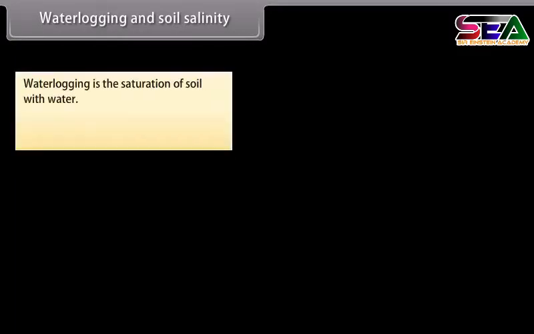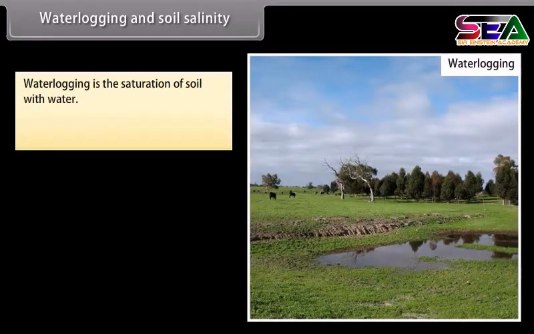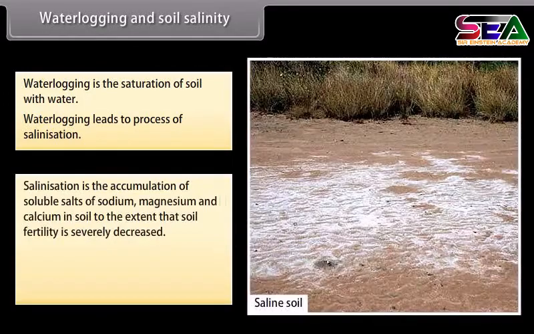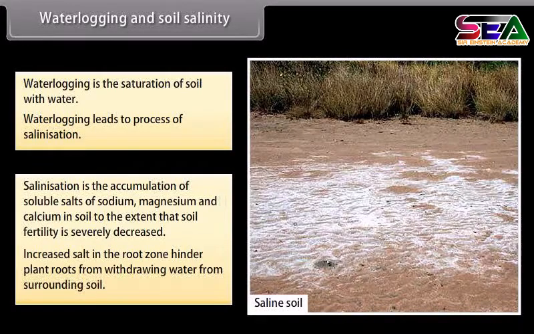Waterlogging and soil salinity. Waterlogging is the saturation of soil with water. Waterlogging leads to the process of salinization. Salinization is the accumulation of soluble salts of sodium, magnesium, and calcium in soil to the extent that soil fertility is severely decreased. Increased salt in the root zone hinders plant roots from drawing water from the surrounding soil.